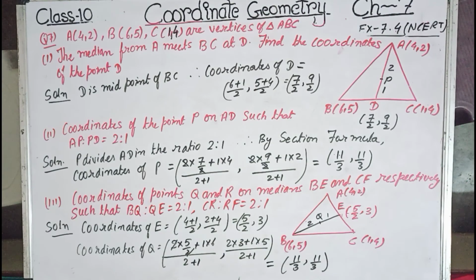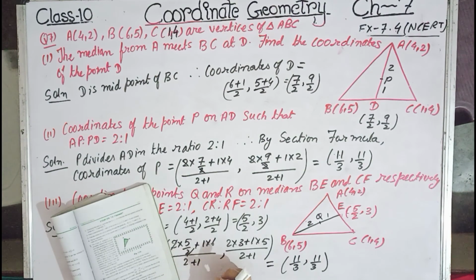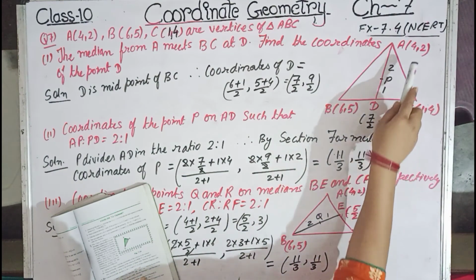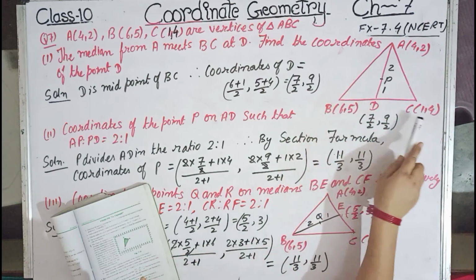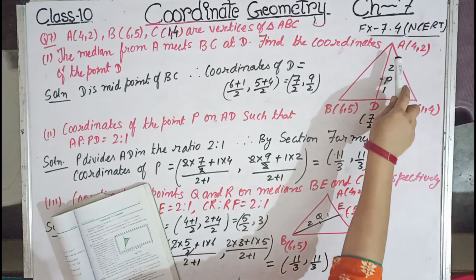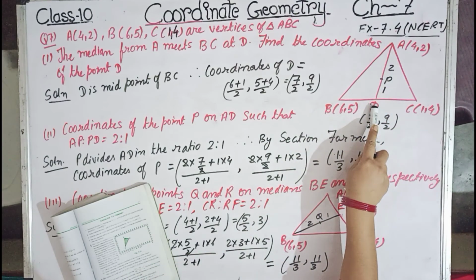Now let us move to question number 7. Question number 7 says, let A(4, 2), B(6, 5) and C(1, 4) be the vertices of triangle ABC. So I have drawn a triangle ABC whose vertices are A(4, 2), B(6, 5) and C(1, 4). Now the question has subparts. Subpart number 1 says, find the median from A. The median from A meets BC at D. Then find the coordinates of the point D.